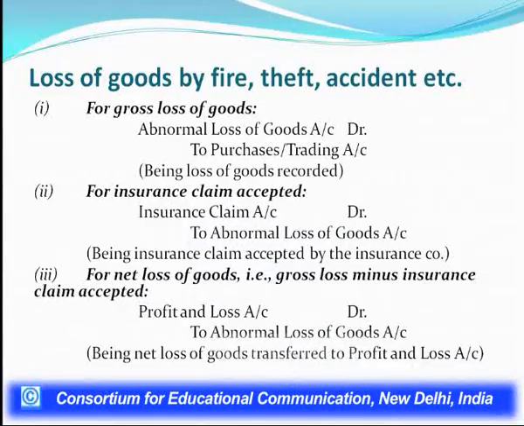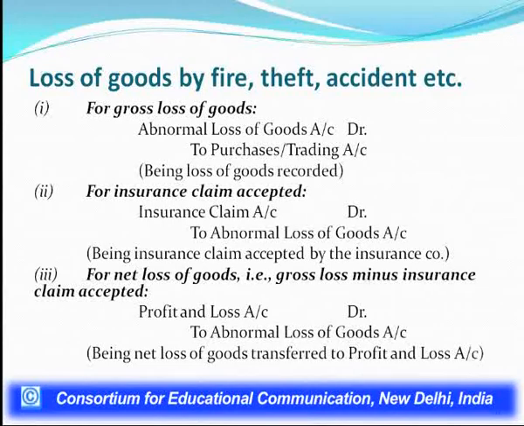Now we shall discuss some adjustments relating to goods. The first item is the loss of goods by fire, theft or accident. It is sometimes in the business that some goods from the shop or from the godown may be stolen. There may be some accident, goods may be damaged. There may be an event of fire and some goods may be destroyed by fire. So in any case, it is a loss of goods.